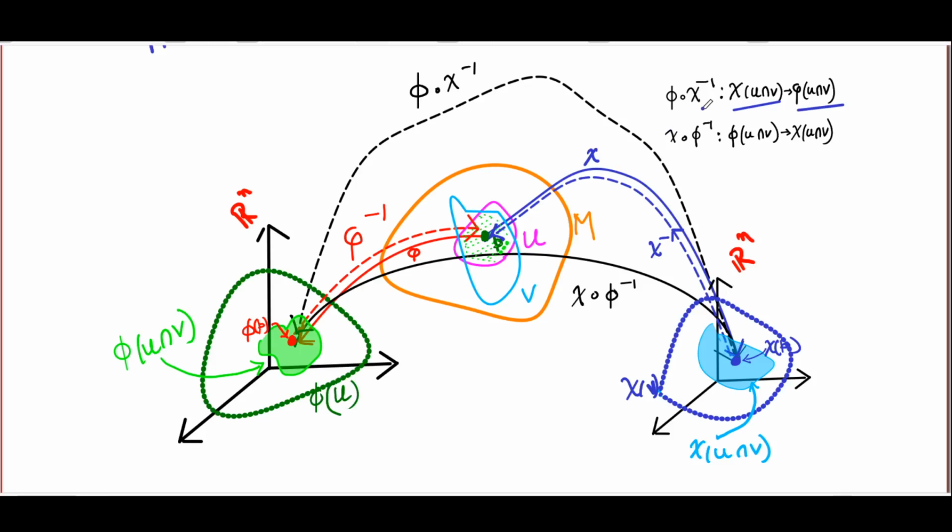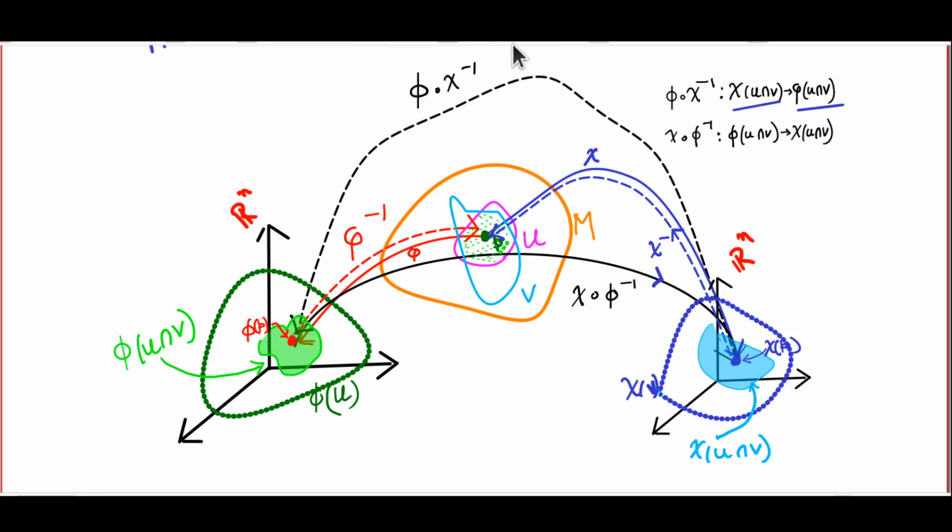Just like phi composite chi inverse took you from chi of P to phi of P, chi composite phi inverse does just the opposite. It takes you from phi of P to chi of P. This of course indicates that these two functions are inverses of each other. And what you have here is this function, which we have denoted by the solid black line, chi composite phi inverse, that takes you from a point in this region shaded green to the region shaded blue.